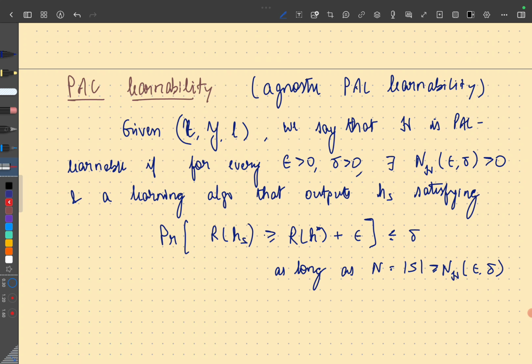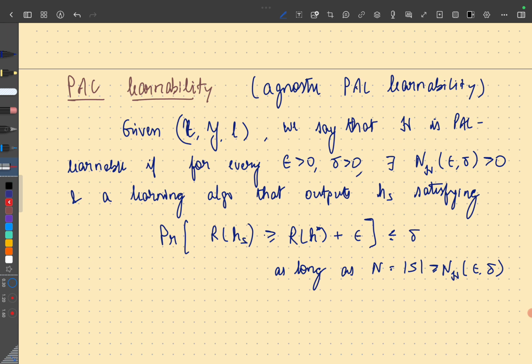I could pose this a little differently. I could say that I want the probability that R of h_S is greater than or equal to R of h star plus epsilon_n to be less than or equal to delta_n, where epsilon_n and delta_n tend to 0 as n tends to infinity. If they don't both tend to 0, then it means that I can't really achieve this, so this hypothesis class is not PAC learnable.